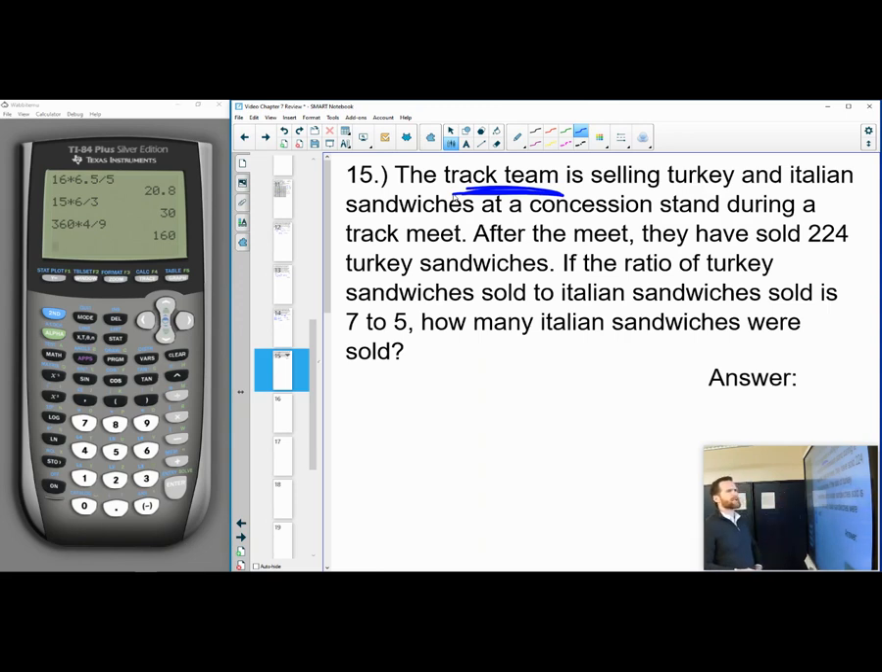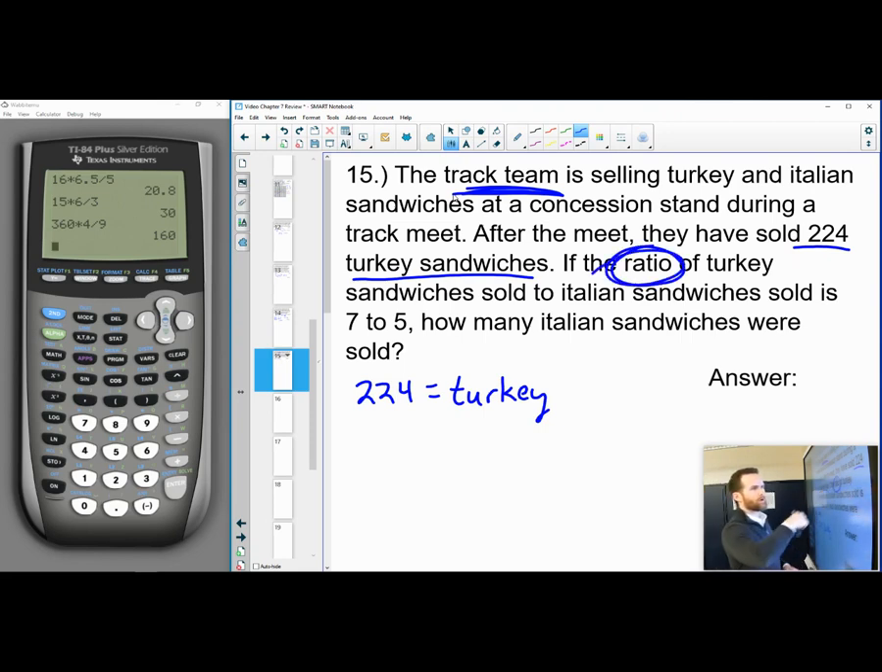I like that. The track team is selling turkey and Italian sandwiches at a concession stand during a track meet. After the meet, they have sold, okay, this is important, 224 turkey sandwiches. So I'm going to write that down. 224 equals the number of turkey sandwiches. So turkey, I'll just leave this turkey. We know it's turkey sandwiches.